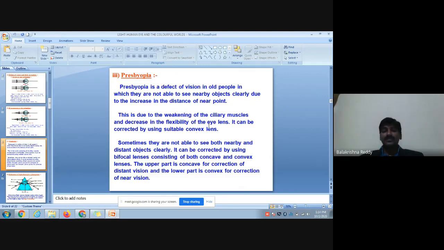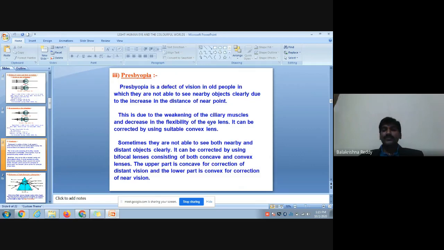If the eye lens is a little weak, they are not able to see the nearest distance as well as the far distance. So it usually comes with age. When we also grow up, there is a chance that we will also get such muscle weakness problems. So it comes for almost every human being normally. In this case, it is a combination of two defects, hypermetropia as well as myopia.